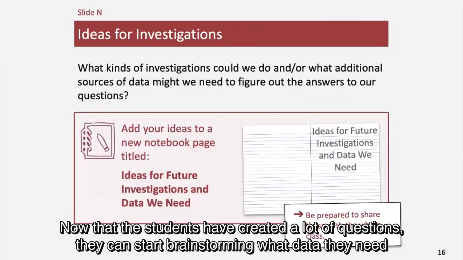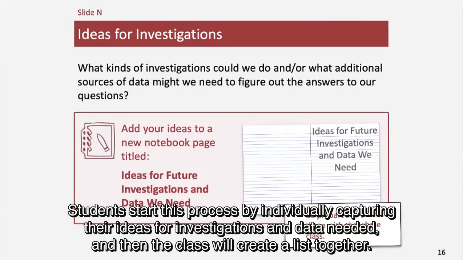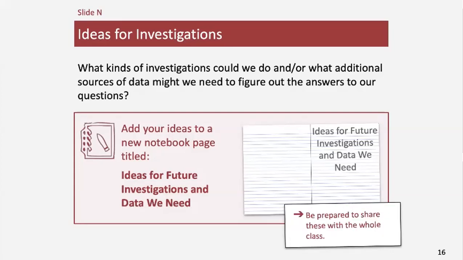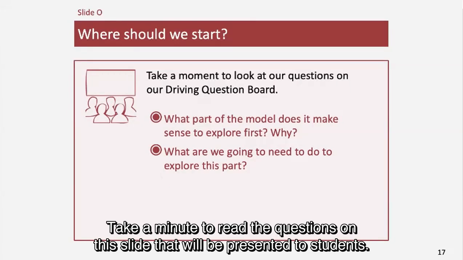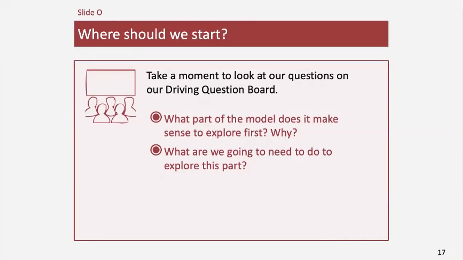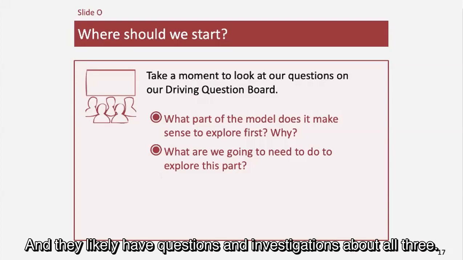Now that students have created a lot of questions, they can start brainstorming what data they need to answer their questions and how they can obtain that data. Students start this process by individually capturing their ideas for investigations and data needed, and then the class will create a list together. Take a minute to read the questions on this slide that will be presented to students. To explain this phenomenon, students are going to need to investigate all three parts of the model, and they likely have questions and investigations about all three.